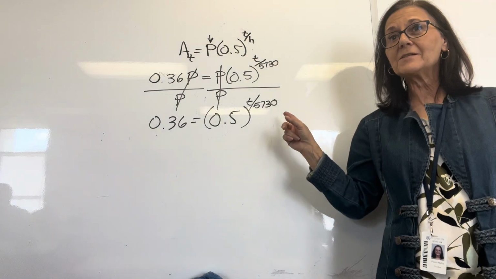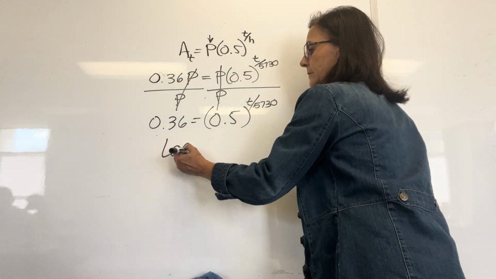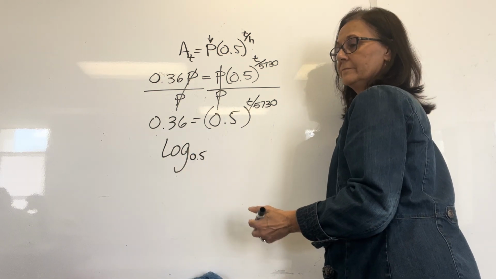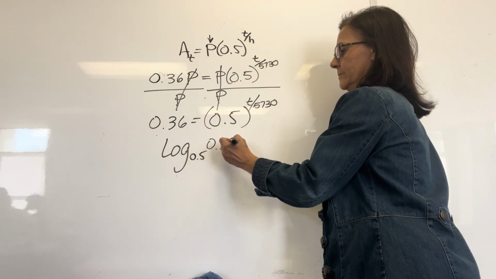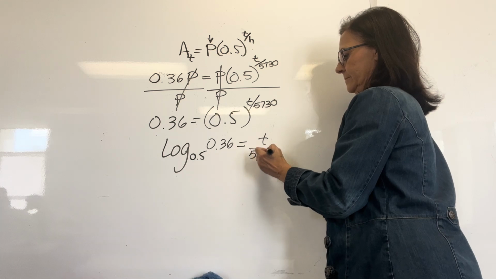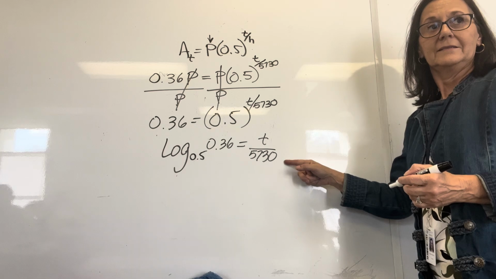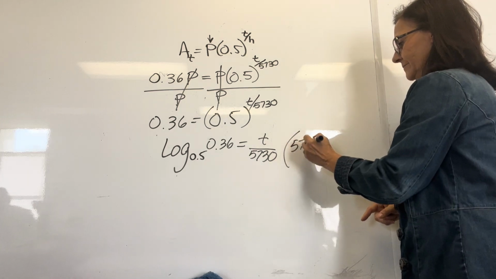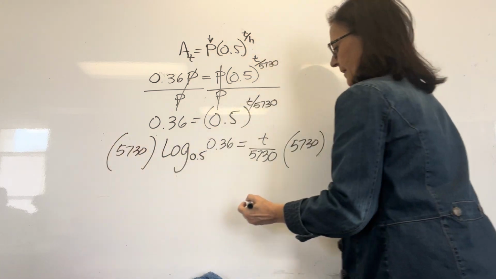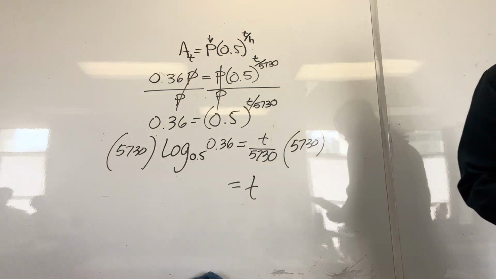When we're solving for the exponent, we go to logs. What does this look like as a log? Log base 0.5 of 0.36. This is my argument. And then it's just algebra. Multiply both sides by 5,730. And then you solve for t. So this is going to be the time.